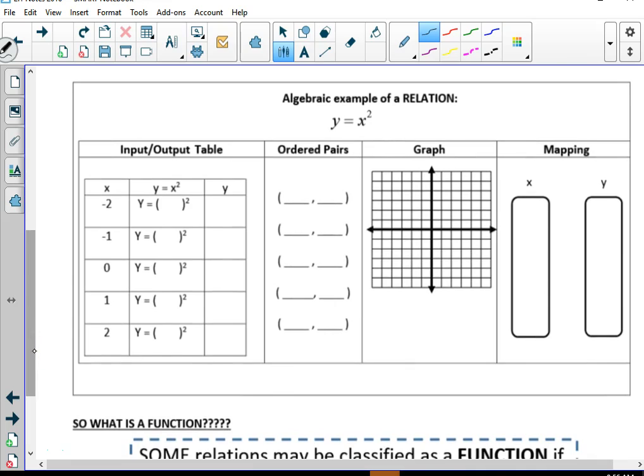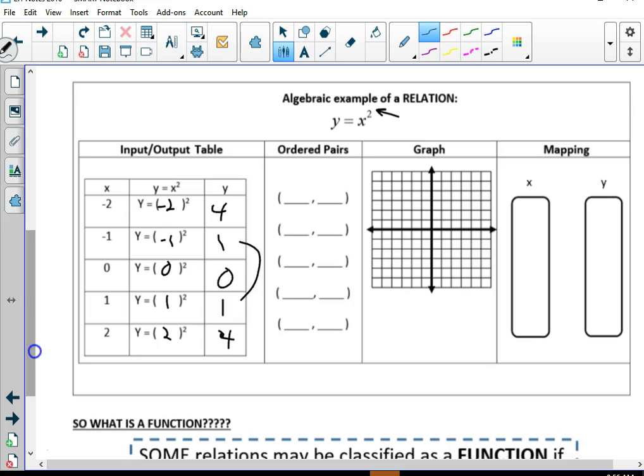Okay, algebraic. Example of a relation, y equals x squared. It's going to look a little different. Numbers are going to do something different because we have this 2 here. We're squaring the number. So we're going to plug in -2, -1, 0, 1, 2, just like we did last time. Otherwise, I'm going to put the same number every time. That'd be silly. So, -2 squared is 4. -1 squared is 1. 0 squared is 0. 1 squared is 1. 2 squared is 4.